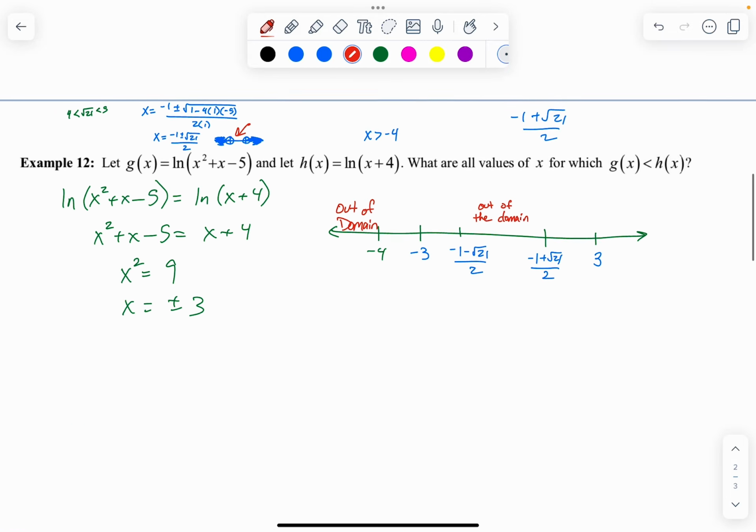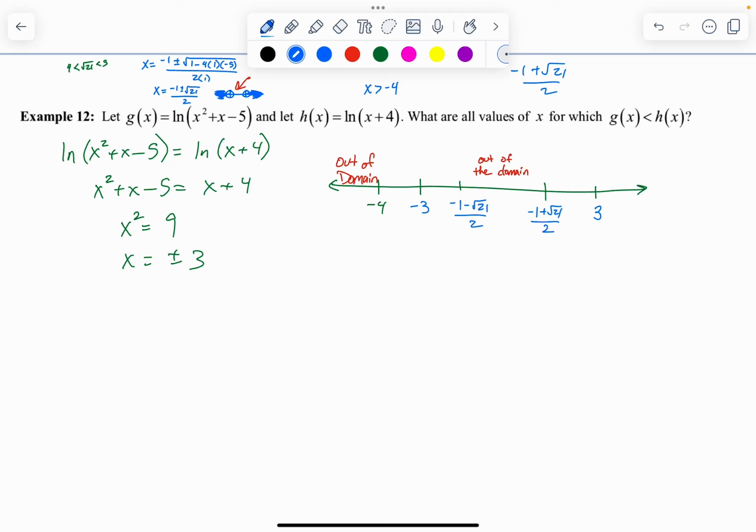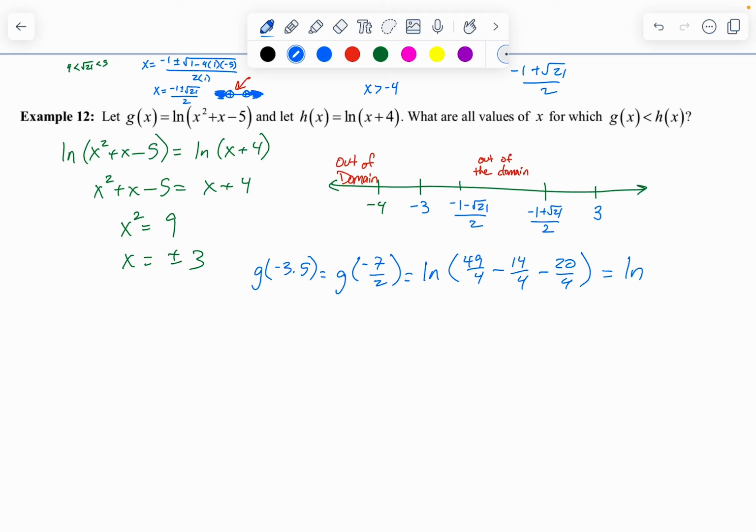So let's do the easy ones first. What I'm going to do is look at g of -3/2. I'm going to change that to a fraction. That's g of -7 over 2. Okay, that becomes the natural log of 7 over 2 squared, which is 49 over 4, plus -7 over 2, which is 14 over 4, minus 20 over 4, so I have a common denominator. This is the natural log of 15 over 4.